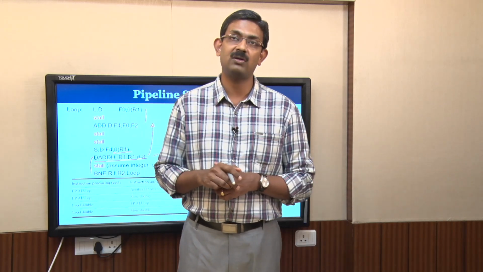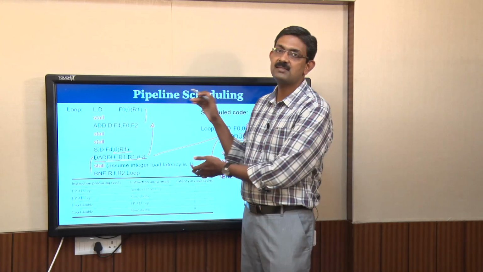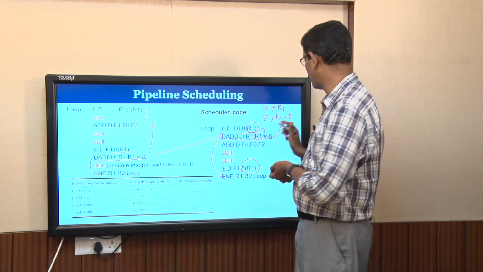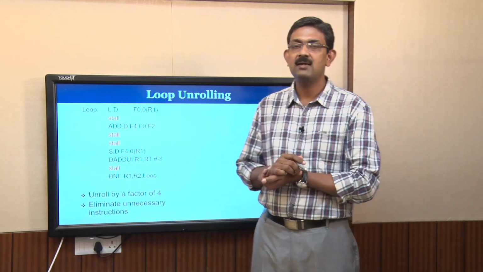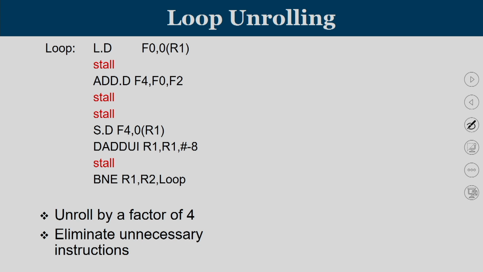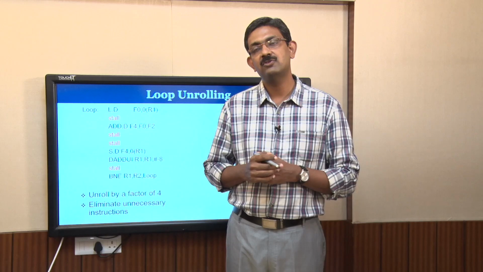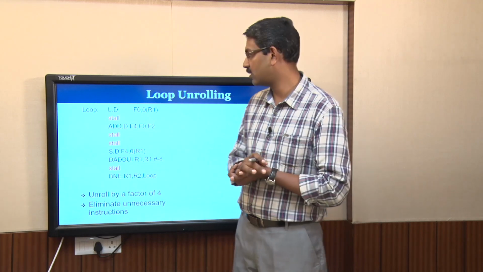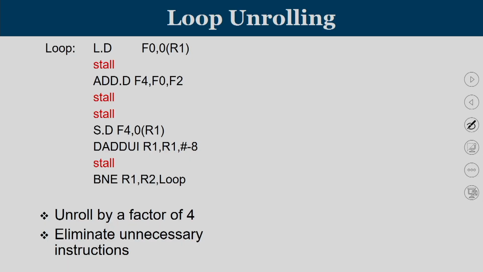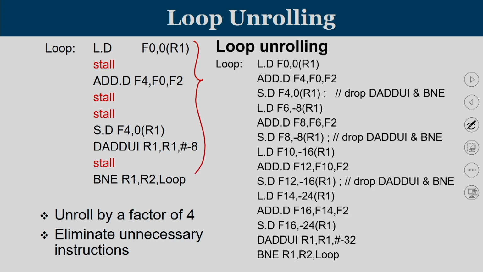Can the compiler do more? In this context, within this single iteration of the for loop, the compiler cannot do more. That is the case where we are going to work with a concept called loop unrolling. The compiler unrolls the loop so that it will get more flexibility to work on it. So this is the normal instruction what we have seen. Now the compiler is going to unroll this loop by a factor of 4.